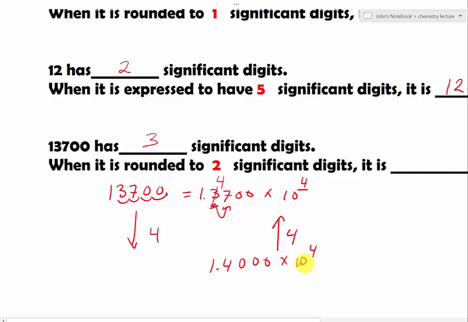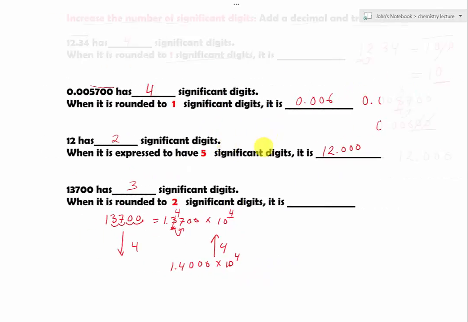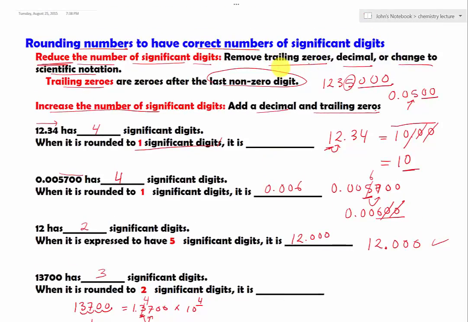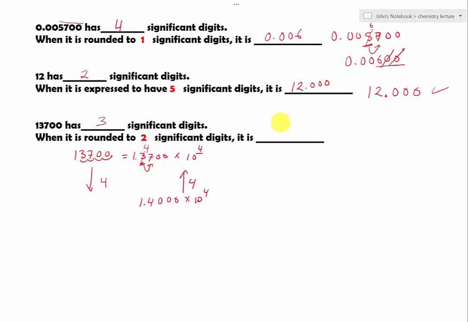So how can we make this 2 significant digits? By removing. So let's go back right here. It says remove trailing zeros, remove the decimal, or change to scientific notation. So we did that already. We changed to scientific notation. Now let's remove zeros. Remove that one. Now it has only 4. We remove another one. Now it has only 3. And we remove another one. It has only 2. So our answer is 1.4 times 10 to the 4th power, and that gives us 2 significant digits.